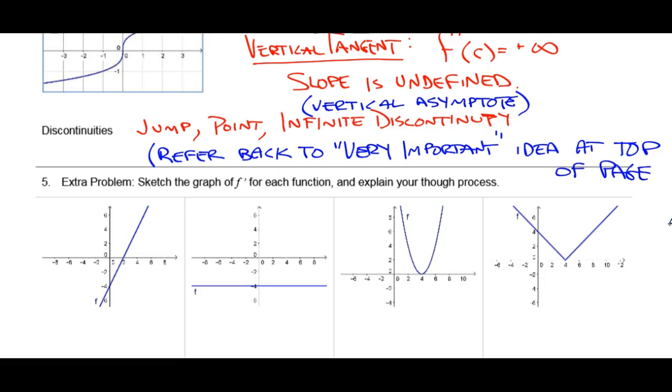If I have an infinite discontinuity at x equals 11/7, what can you say about f prime of 11/7? Yeah, it does not exist. It's not differentiable at 11/7.